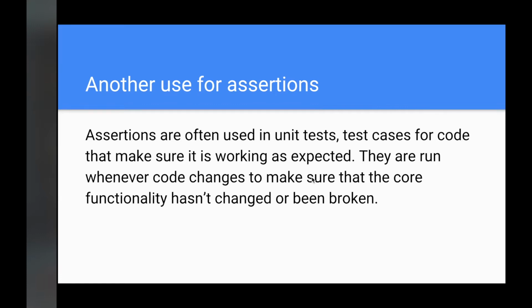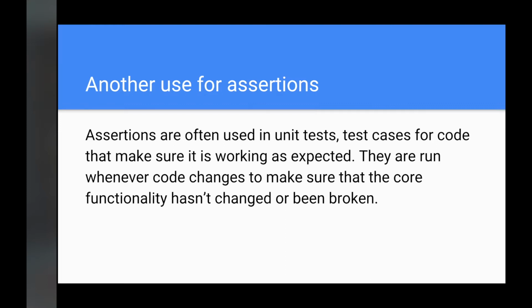Another use for assertions. Assertions are often used in unit tests, test cases for code that make sure it's working as expected. They are run whenever code changes to make sure that the core functionality hasn't changed or been broken. And we might look at some unit tests later in the tutorials.